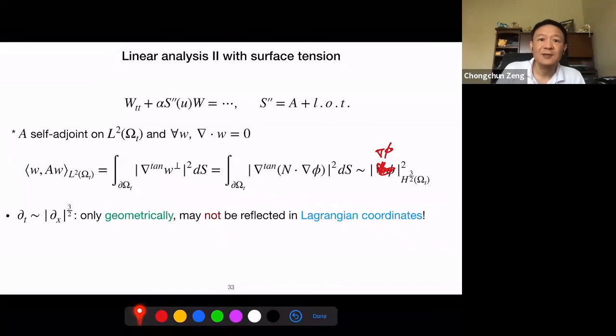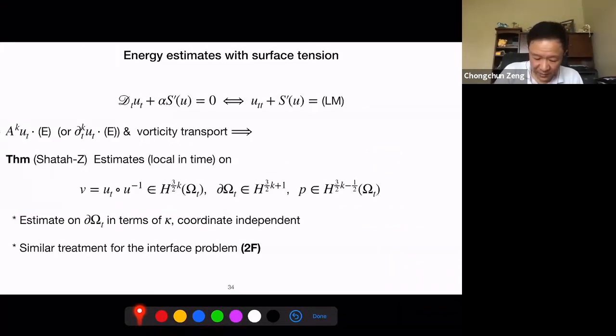But the surface, the free surface, can be expected to be smoother, 3/2 derivative smoother than it should be. Okay, conceptually speaking from now at this moment. So this is the first energy estimate we could obtain. That is from the Euler equation, written in the Lagrangian formulation.